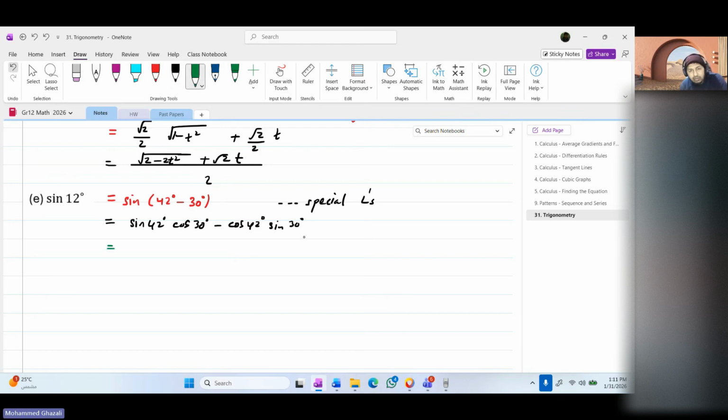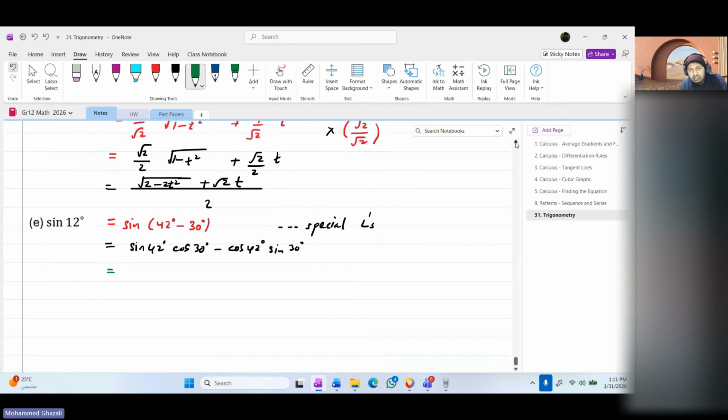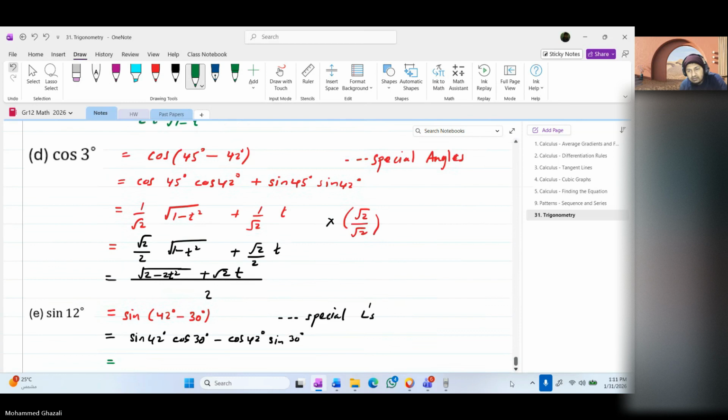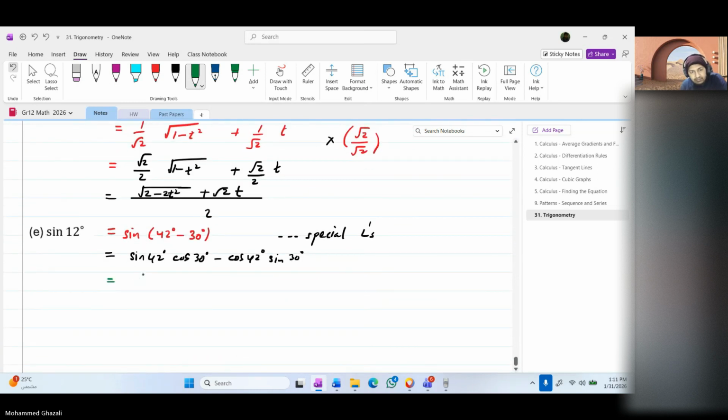Equals sine of 42. Sine of 42 is t over 1. Cos of 30 is root 3 over 2, subtract. Cos 42 was square root 1 minus t squared, and sine of 30 is half. And this is easy now. Root 3t over 2 minus square root 1 minus t squared all over 2.